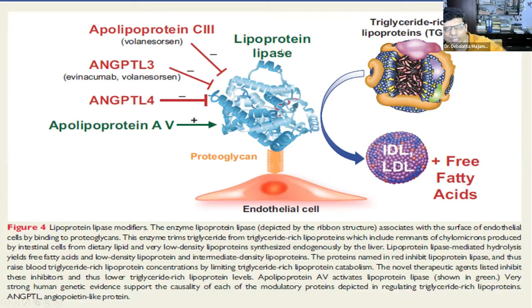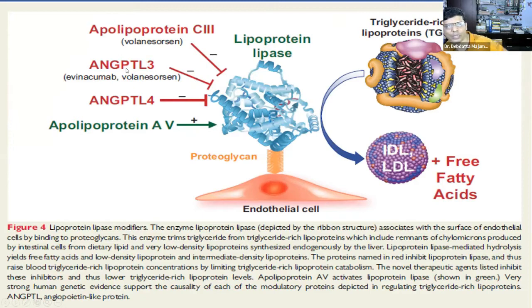When you have an increased activity of LPL, you're essentially cleaving these triglycerides into one molecule of glycerol and 3 molecules of fatty acid. So we want more and more activity of LPL, but LPL is inhibited by these 3 agents: apolipoprotein C3, angiopoietin-like protein type 3, and type 4. On the other hand, apolipoprotein A5 is actually stimulating LPL. So you essentially want to inhibit these 3 reds and stimulate this green.